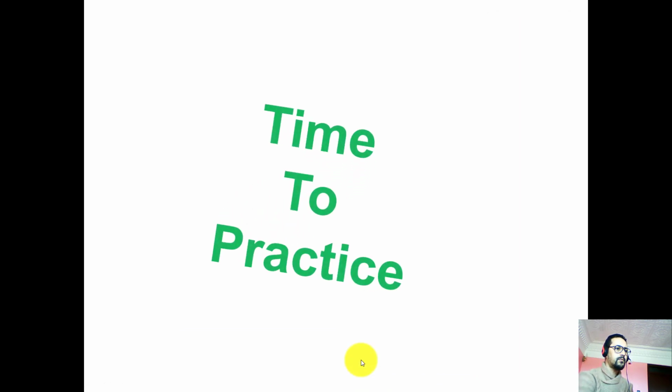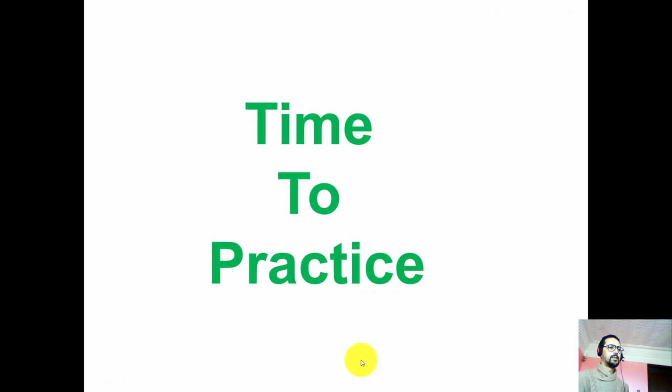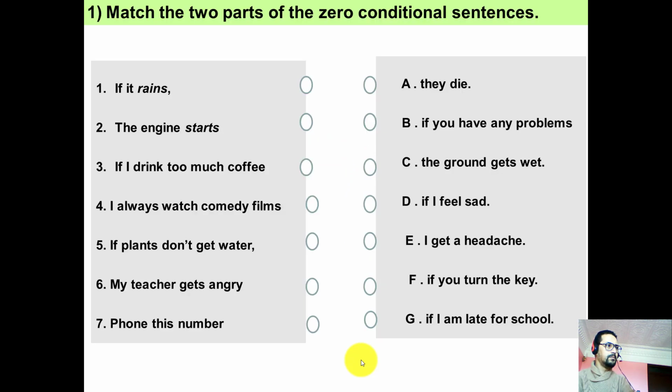Very good job. So now time to practice. We're going to practice exercises here. Exercise number 1. Match the two parts of the zero conditional sentences. I want you now to stop the video for a minute or two till you match the parts of zero conditional, then go back to the video and play it again.